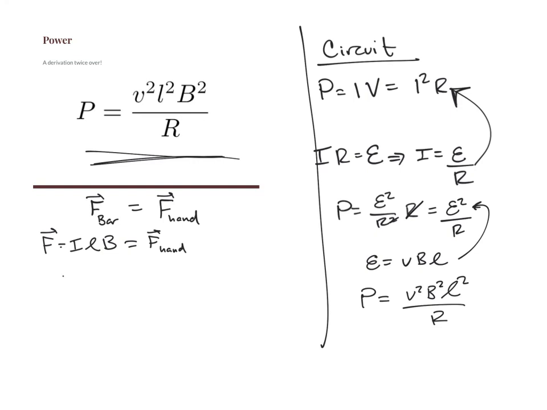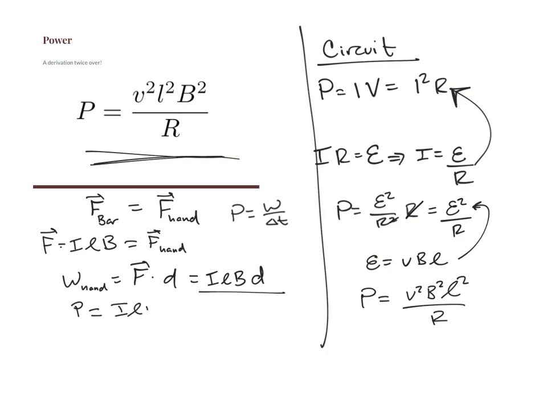Now the work of the hand equals the force times the distance. So that is ILB times the distance that it travels, okay? That is not the distance across the bar. That is the distance that the hand has pulled the bar. And this is work. So work is related to power. Power is work over delta T. So we're going to look at figuring out the power from this work. So the power from the hand equals this ILBD divided by delta T.